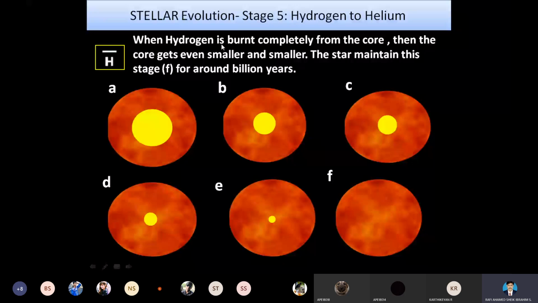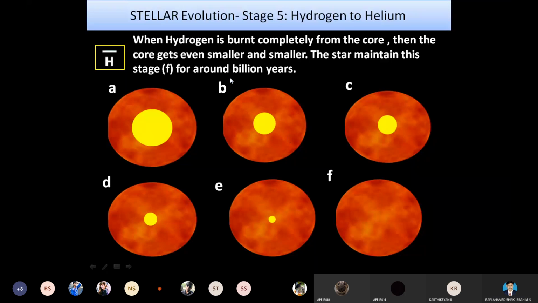Initially we can look at the size of the core. When the size of the core is huge, it shows that the hydrogen level is more. When the hydrogen burns, the size of the core decreases, because the energy is radiated in the outward direction, to the surface. So the energy radiation makes the size of the core diminish. When the hydrogen further goes out, the size of the core decreases further.